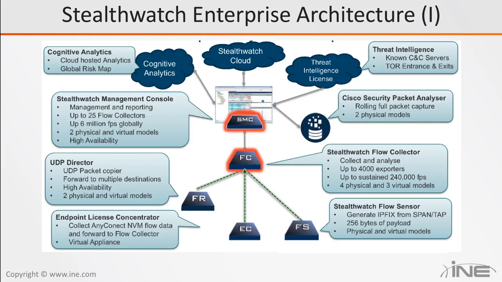Now, the flow collector is queried by the Stealthwatch Management Console to get the information from the flow collector, perform analysis, and display the results in the dashboard as seen by the administrator. The Stealthwatch Management Console collects the data from the flow collector, and then it connects with other clouds such as cognitive analytics, Stealthwatch Cloud, threat intelligence license, or packet analyzers. It connects with all of these clouds, performs processing on that particular data, and displays the results. There can be 25 flow collectors that give information to the Stealthwatch Management Console.